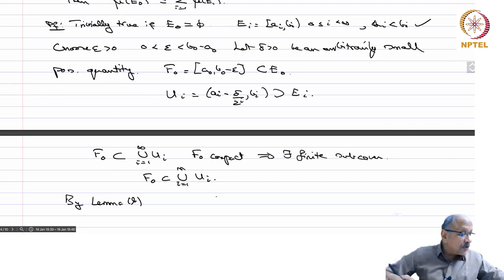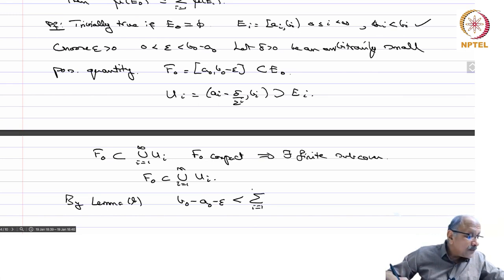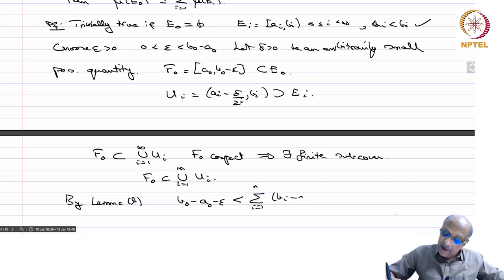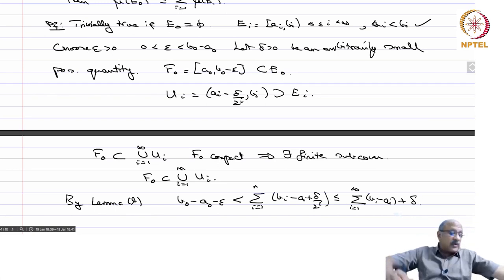part B, of course, you get that the length of F naught, which is b naught minus a naught minus epsilon, is less than sigma i equals 1 to n of (bi minus ai plus delta by 2 power i), which is less than or equal to sigma i equals 1 to n of (bi minus ai), which we will keep, and then this sigma delta by 2 power i is a geometric series which adds up to delta.